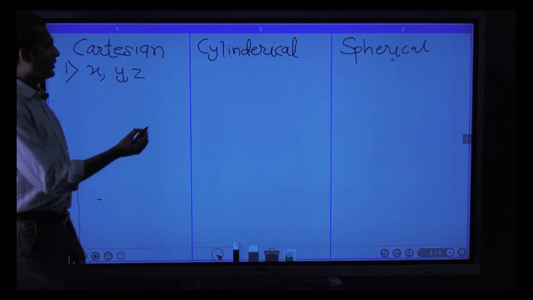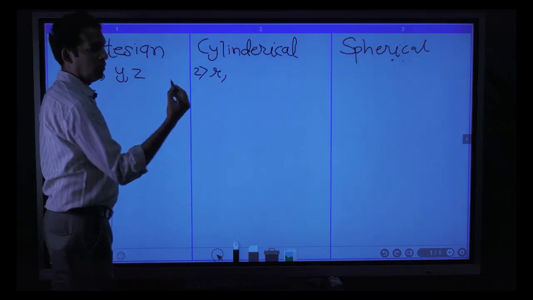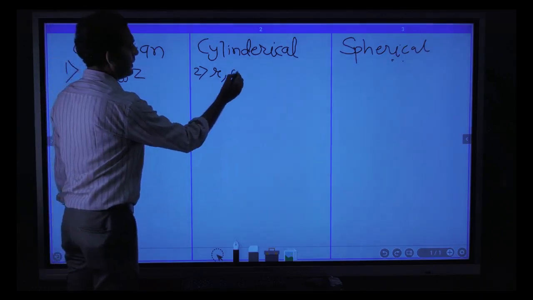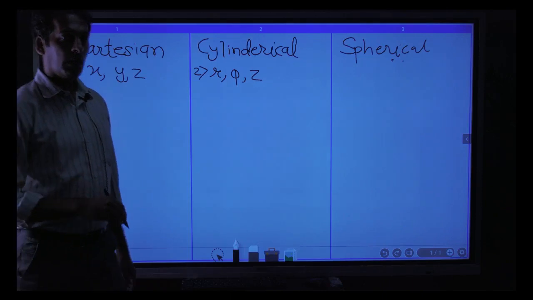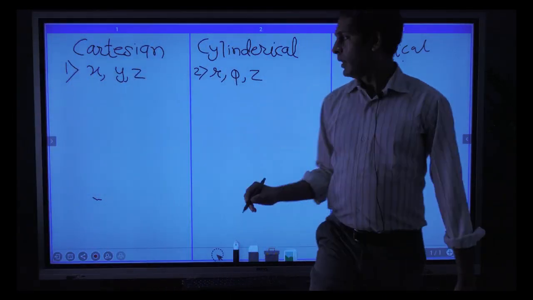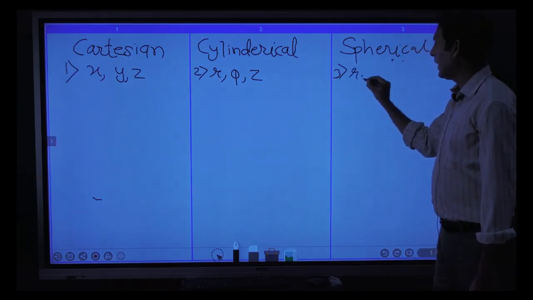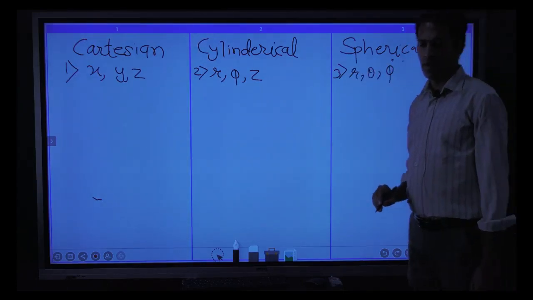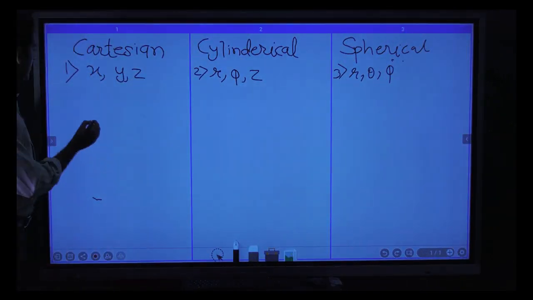What are the three elements for cylindrical? For cylindrical we have r or rho. In a few books it is also written as rho. Then phi, and the third one is z. What are the components for spherical? For spherical we have again r, second one theta, and third one is phi. From these three we derive the differential elements.